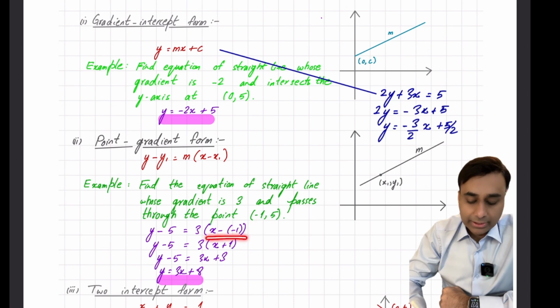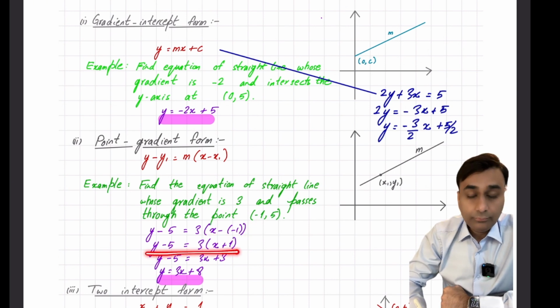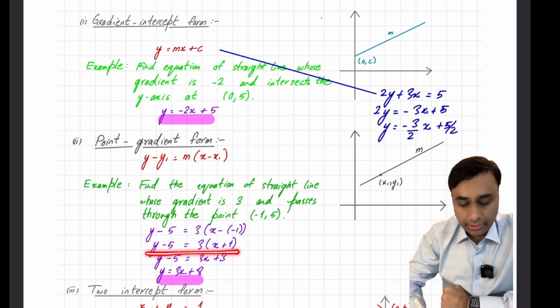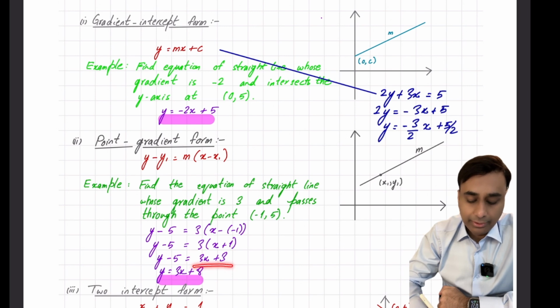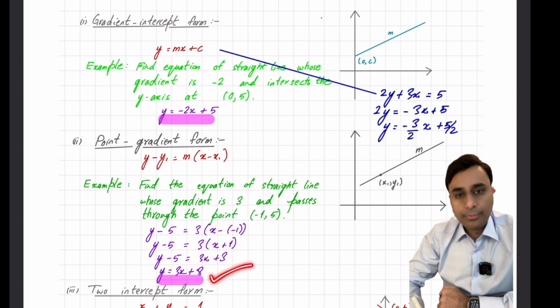You simplify this, it becomes (x + 1), and hence you get the equation of the straight line. This is the equation, but you can obviously simplify it and write it in a simpler form. So I multiplied 3 with (x + 1), I got 3x + 3, and then I rearranged it, and my simplified form is going to be 3x - y + 8 = 0.